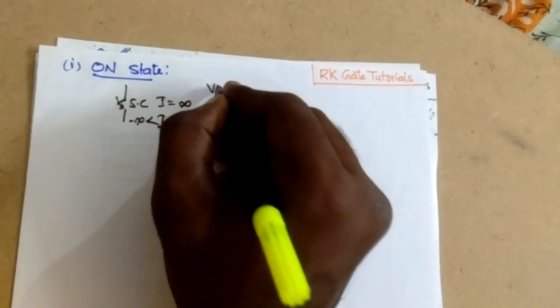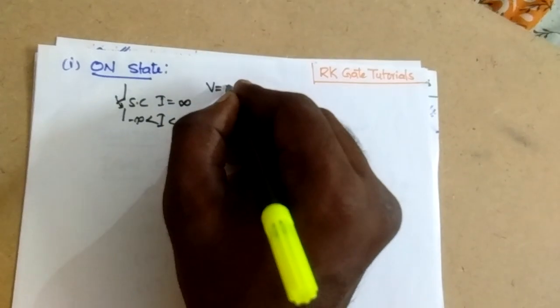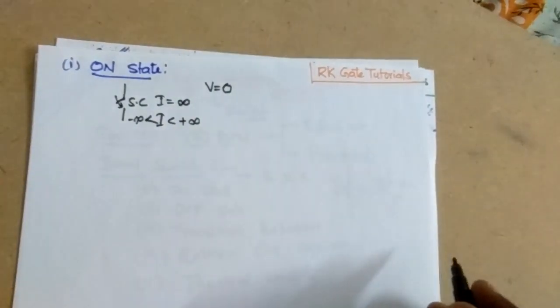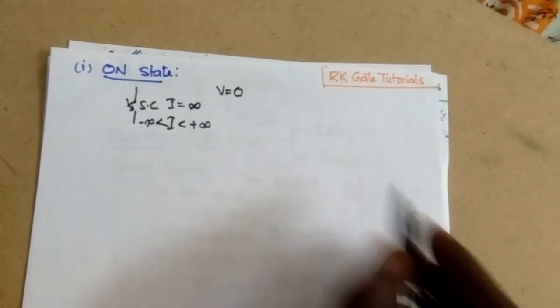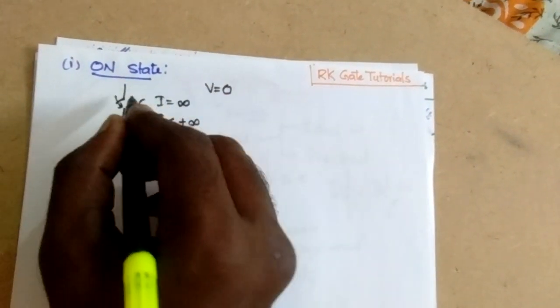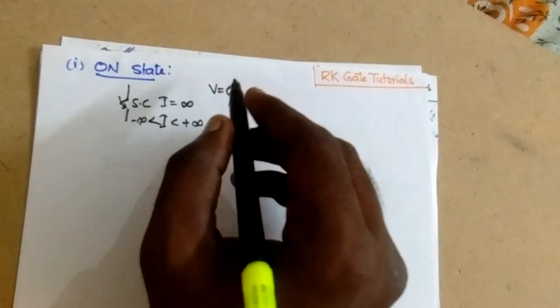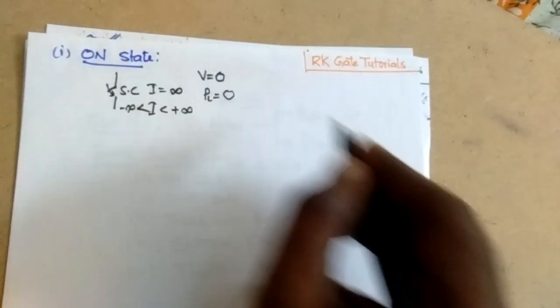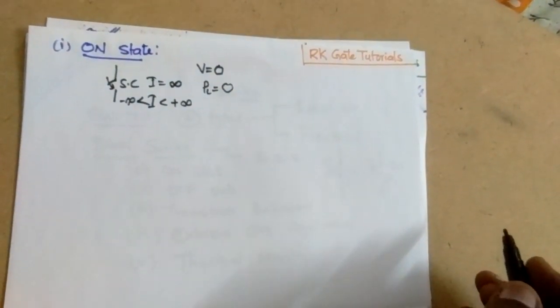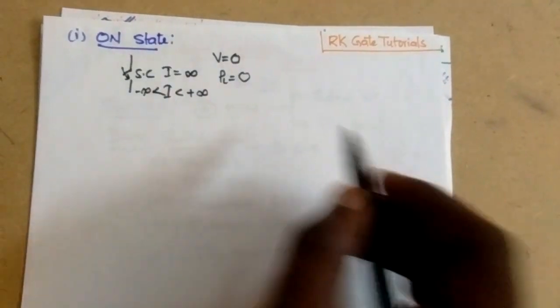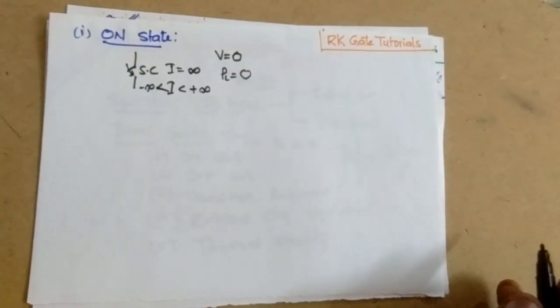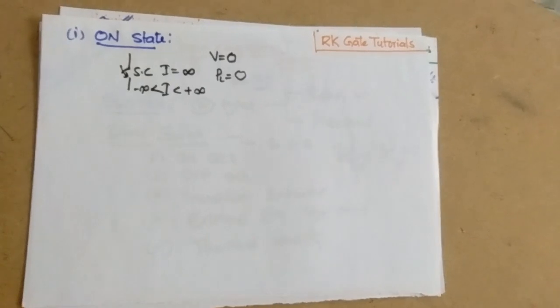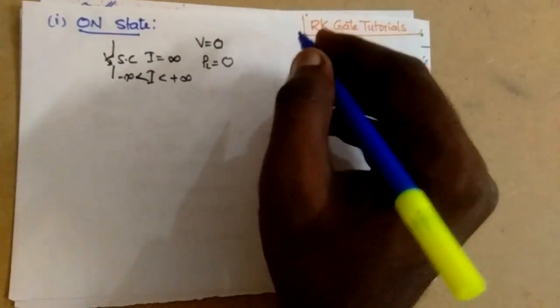Whereas what happens to the voltage? Since it is short circuiting, the voltage equals 0. As the voltage drop across this switch is 0, what happens to the power loss? There will be no power loss. Power loss equals 0. The conduction power loss is 0 during the on state. I hope you understood the on state. Now let us go to the second one, that is the off state.